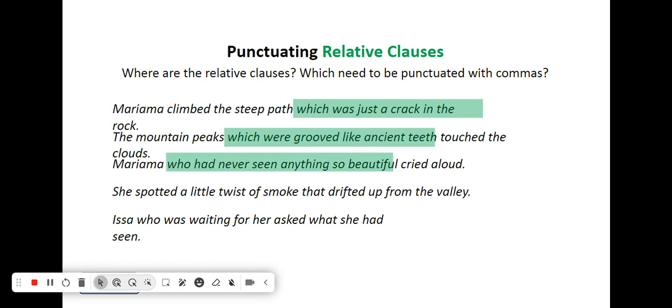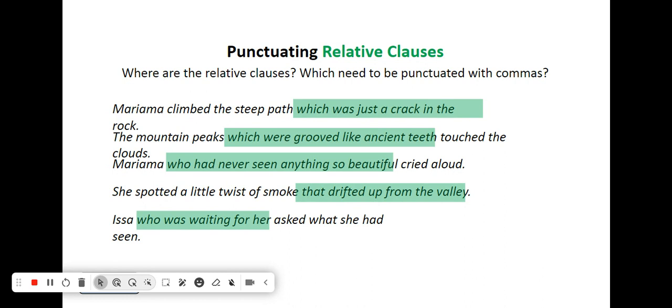Mariama, who had never seen anything so beautiful, cried aloud. So our relative clause is going to be who had never seen anything so beautiful. The next one, she spotted a little twist of smoke that drifted up from the valley. And our relative clause will be that drifted up from the valley. The fifth and the last one, Isa, who was waiting for her, asked what she had seen. We're going to choose who was waiting for her as our relative clause.